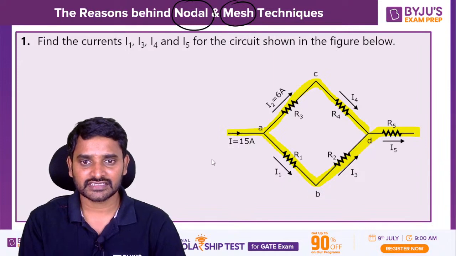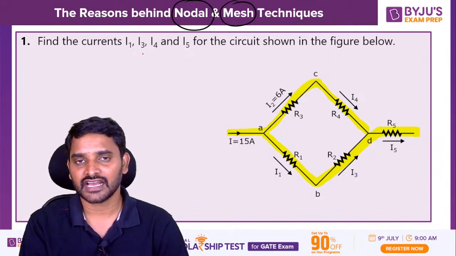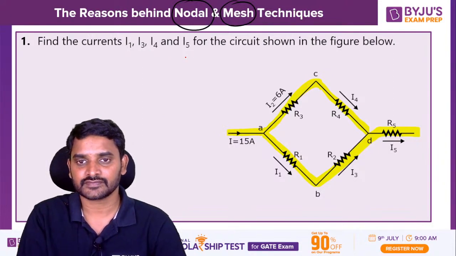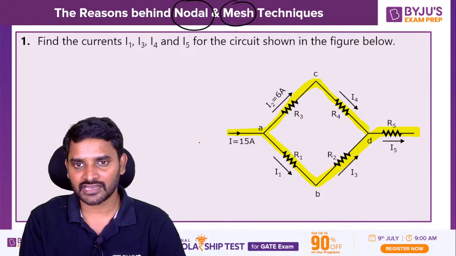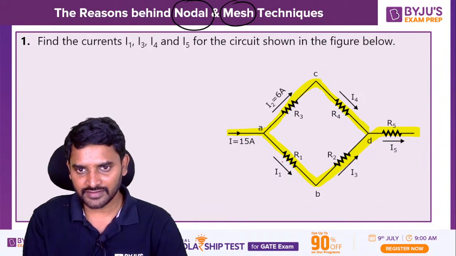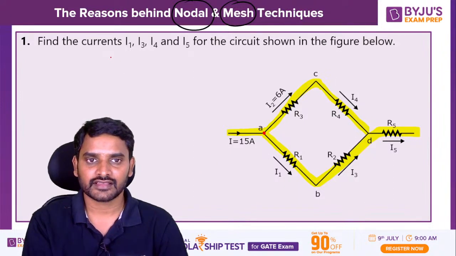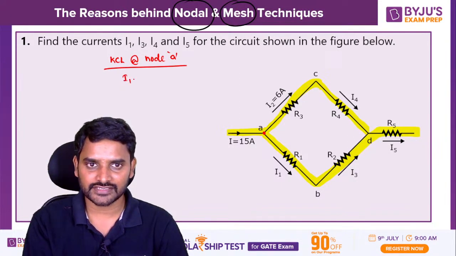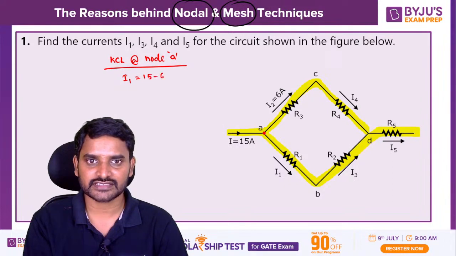Now what is being asked? The current values I1, I3, I4, I5. Can anybody tell me the values of the currents? I1: if you apply KCL at junction A, or node A, then I1 is going to be 15 minus 6, so we get 9 amperes.